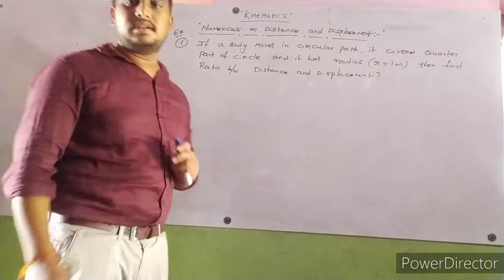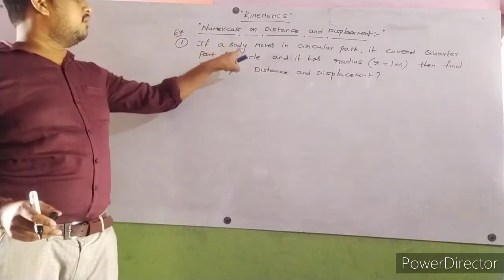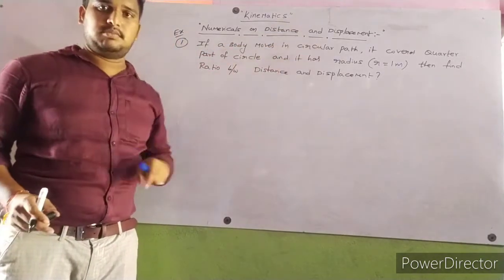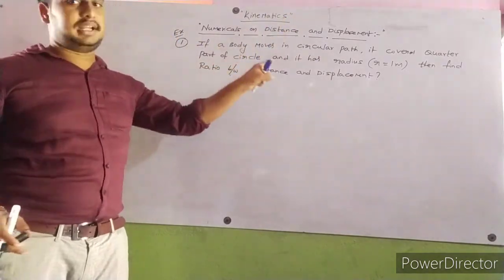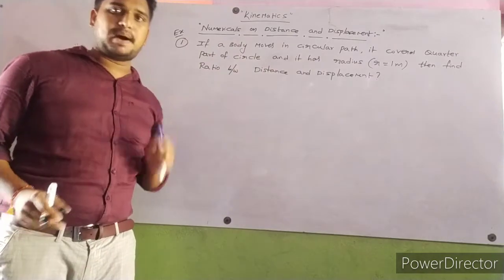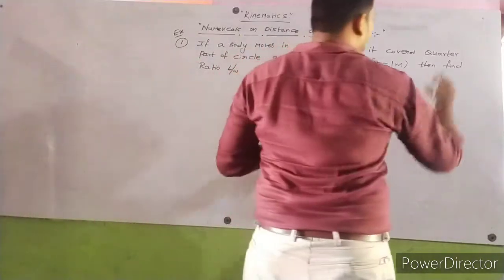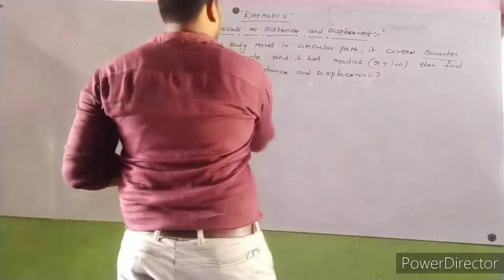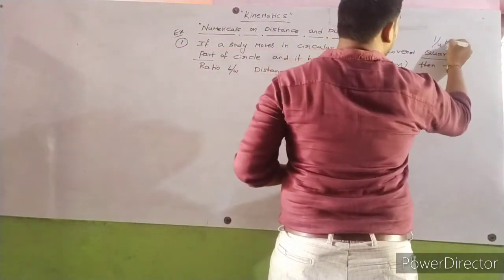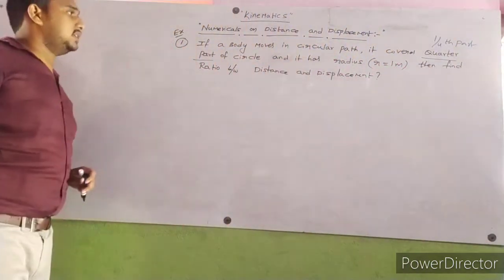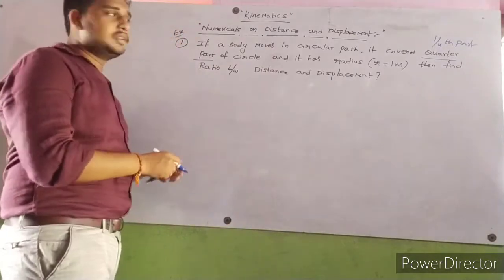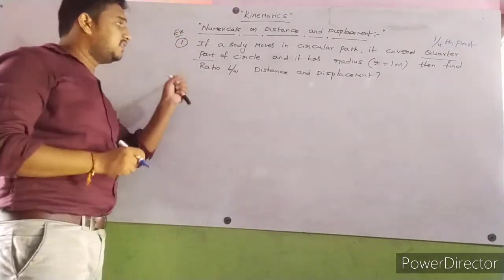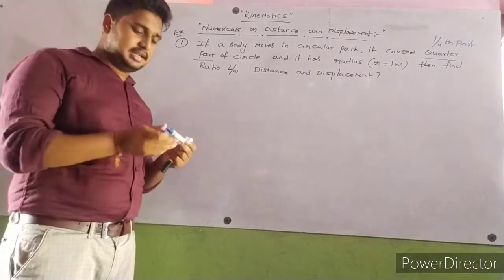This is the first question. Observe carefully. If a body moves in a circular path, it covers a quarter part of a circle. Quarter part means what? Quarter part means 1/4 part of the circle, and it has radius r equal to 1 meter. Then find the ratio between distance and displacement.